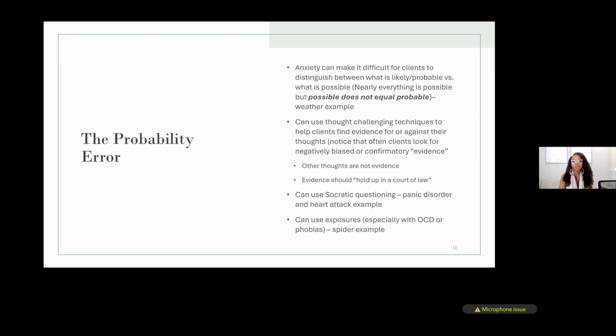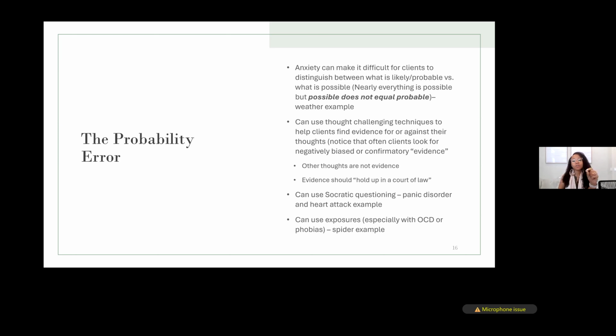When I talk to clients about evidence, I always say evidence is something you would submit in a court of law. Evidence is not other thoughts. So having a thought that, well, because I think this, that's not the same as evidence. That is just another thought. So really helping clients distinguish between the thing that I'm saying, is it evidence or is it just me finding other thoughts that resonate with the original anxious thought that I had? So Socratic questioning, that's of course how we get to breaking apart the probability error.